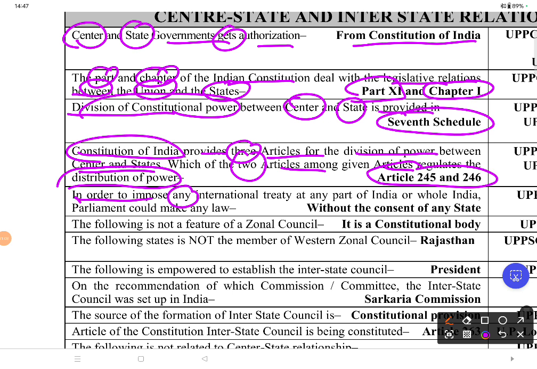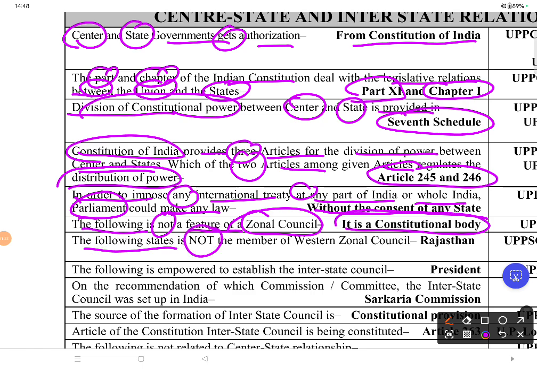In order to implement any international treaty in any part of India or the whole of India, Parliament can make any law without the consent of any state. The following is not a feature of a zonal council: it is a constitutional body. The following state is not a member of the Western Zonal Council, that is Rajasthan. The following is empowered to establish the interstate council: the President.